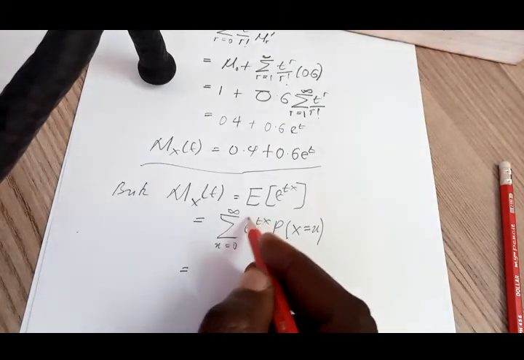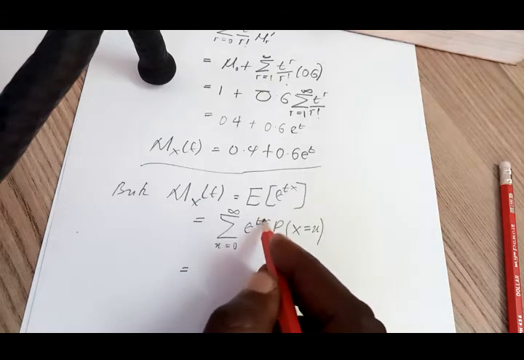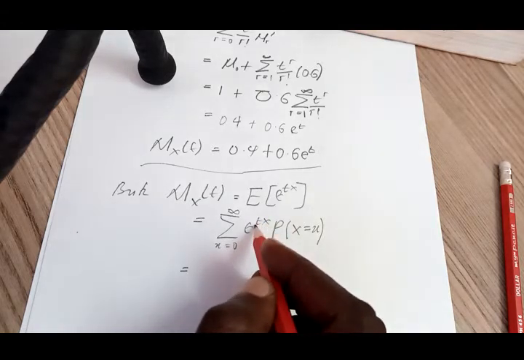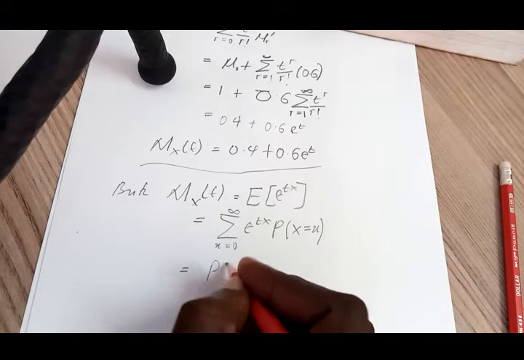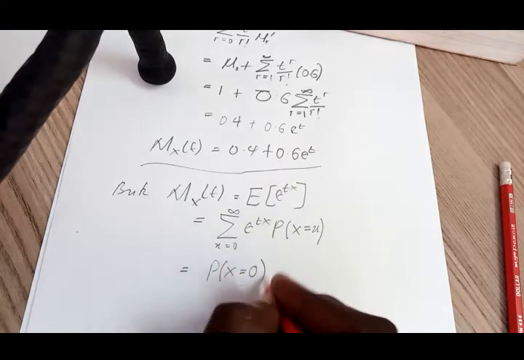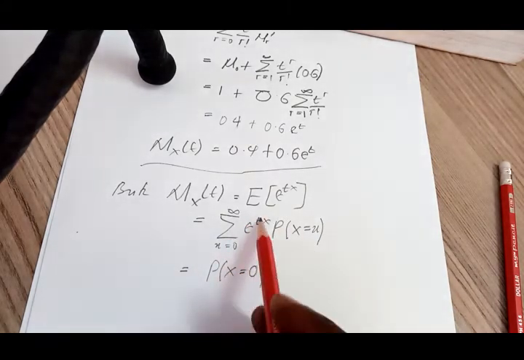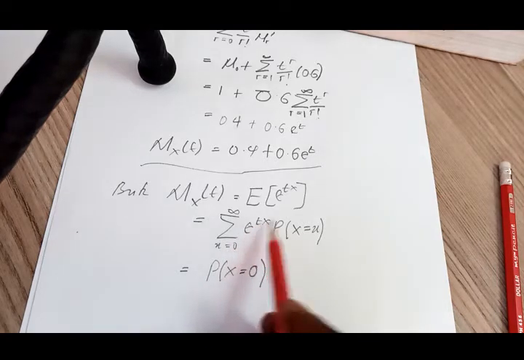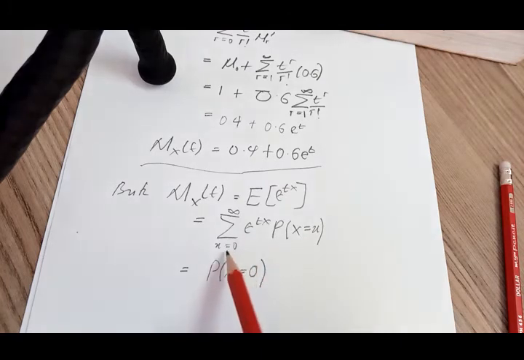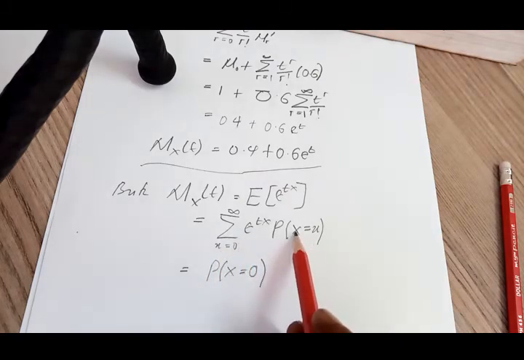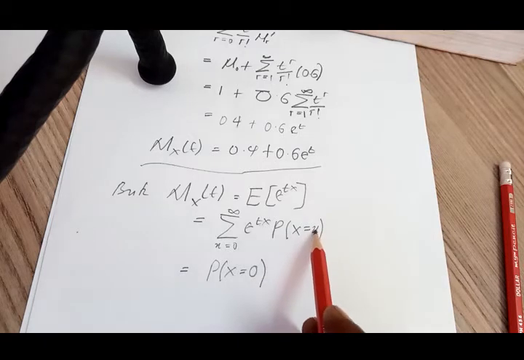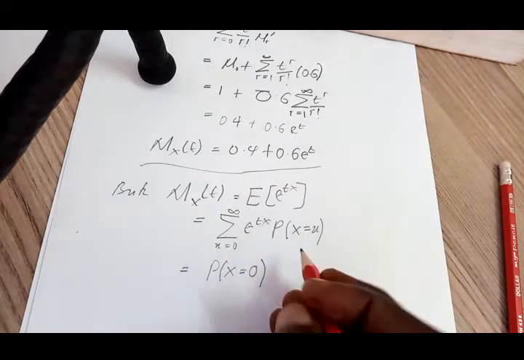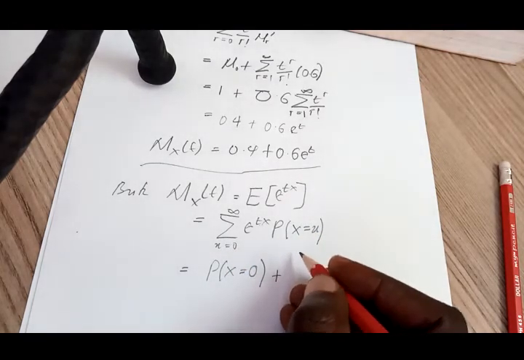So in short, the first one is going to be e to the power 0, which is going to be 1. In short, we are going to remain with the probability of X equal to 0. This is e to the power t times 0, so this is 1 times this, it's just going to be this. And then we are saying our x is equal to 0, as x takes on 0.